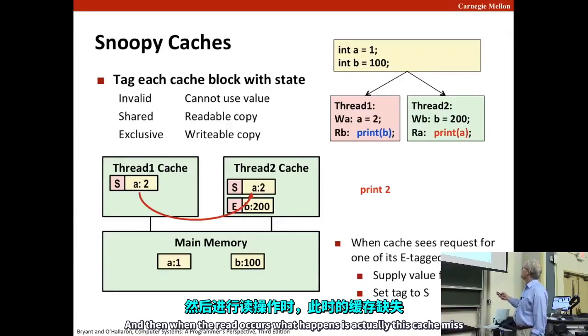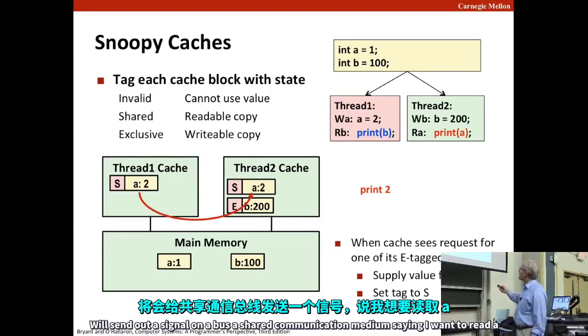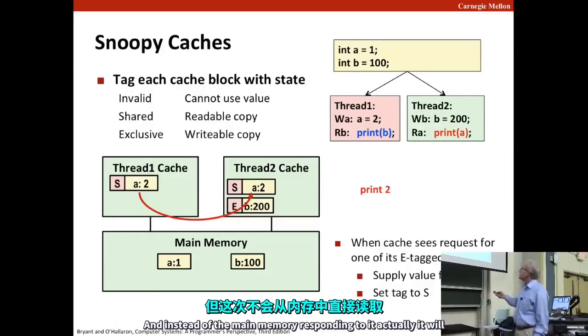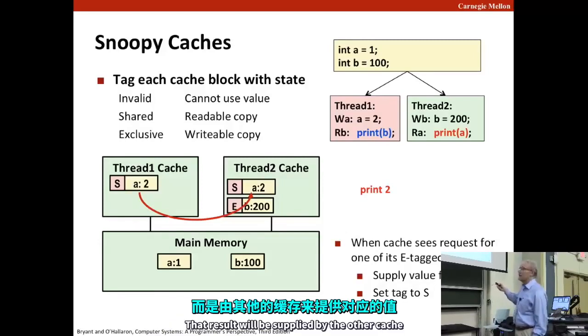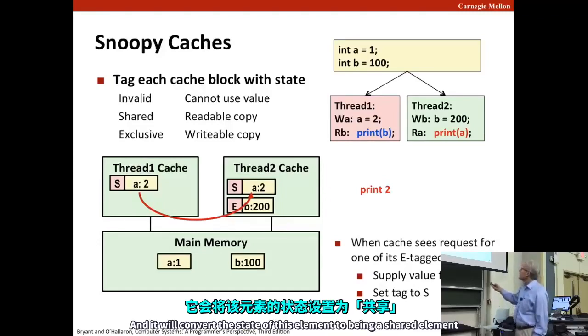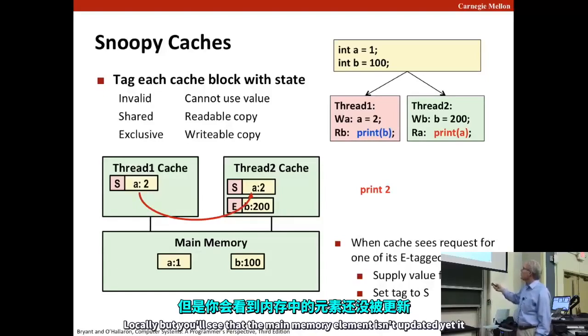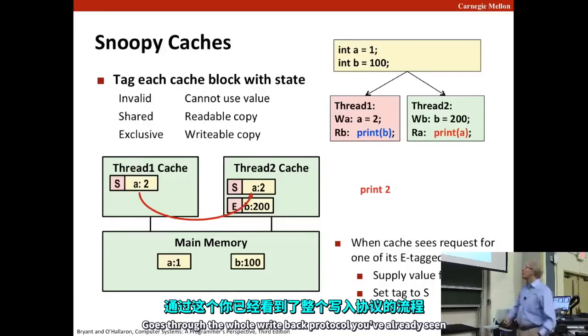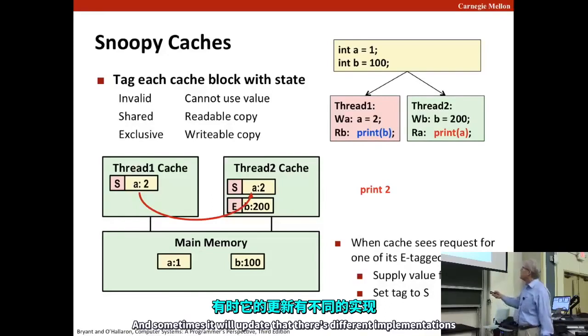And then when the read occurs, this cache miss will send out a signal on a bus, a shared communication medium, saying, I want to read A. Instead of the main memory responding to it, that result will be supplied by the other cache. It will convert the state of this element to a shared element locally. But you'll see that the main memory element isn't updated yet. It goes through the whole write-back protocol you've already seen, and sometimes it will update that.